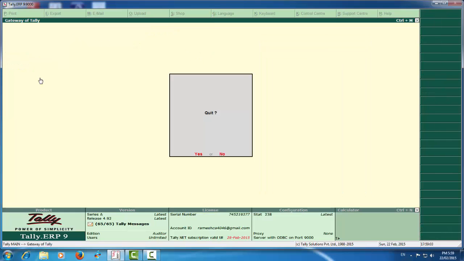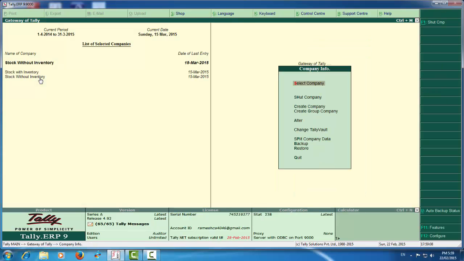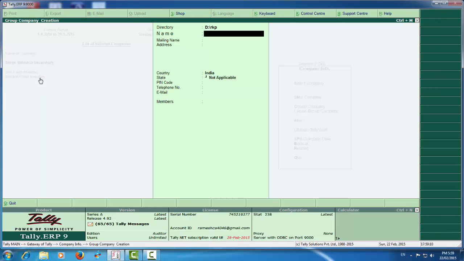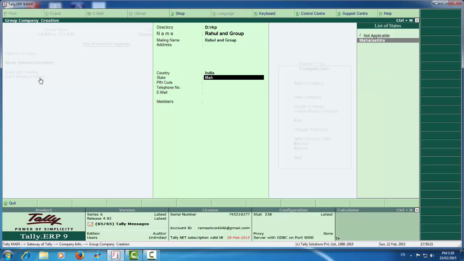For that you have to press Alt F3, create group company. Let's see, the name is Rahul and Group, Maharashtra.